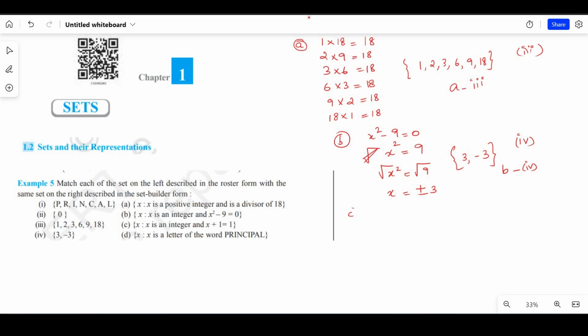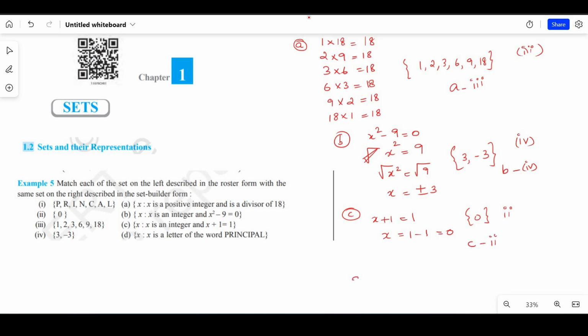Now moving on to the C option. For all x such that x is an integer and x plus 1 is equal to 1. So taking 1 to the other side, from LHS to RHS, it becomes subtraction. Here it was addition, so when it is taken to the other side, it becomes subtraction. So 1 minus 1 gives 0. So in the roster form, it can be written as 0, which matches with the second option from the left hand side. So C matches with the second option.